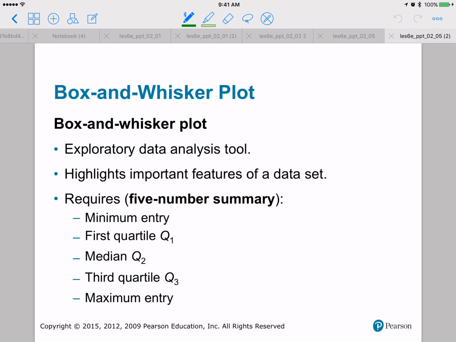Okay, now let's talk about box and whisker plots. A box and whisker plot allows us to visualize.